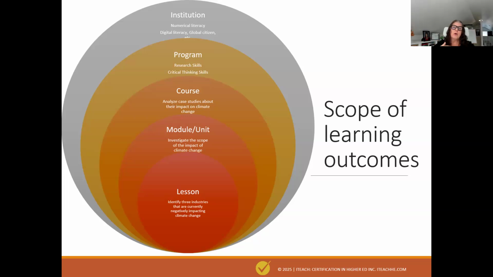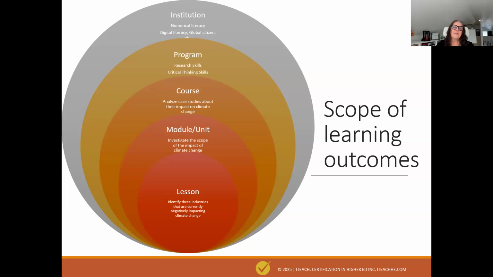Getting down into the module or unit level, then it gets a little bit more detail. So they need to be able to investigate the scope, the impact of climate change, to be able to analyze case studies. So you see how they're connected.